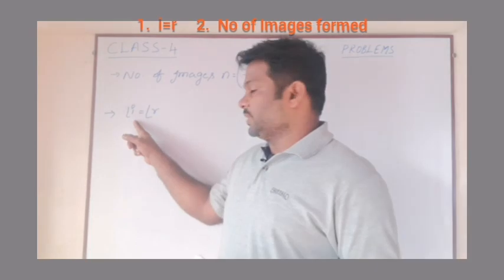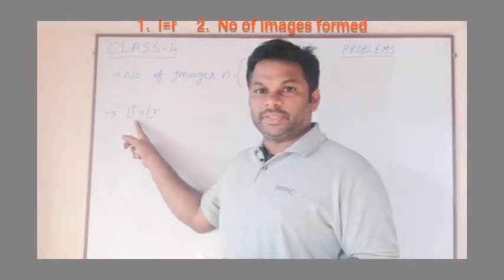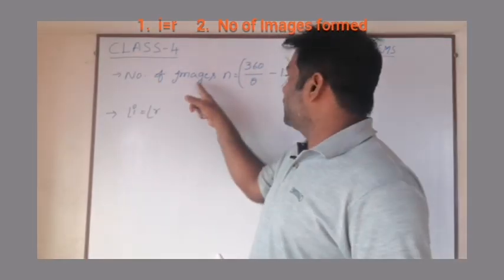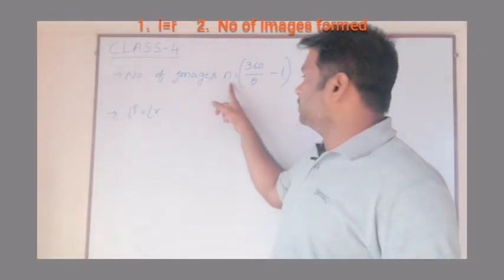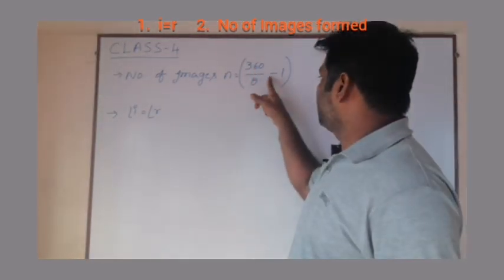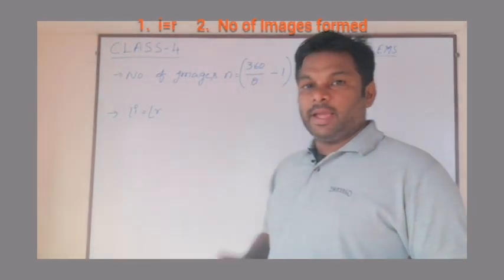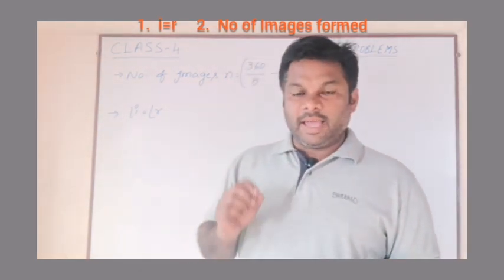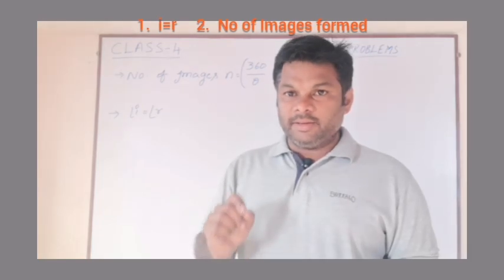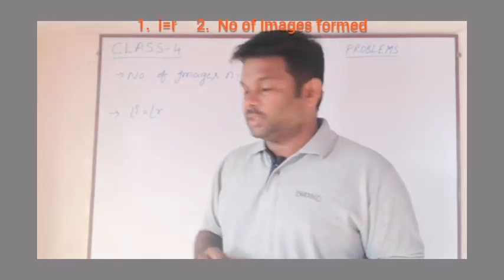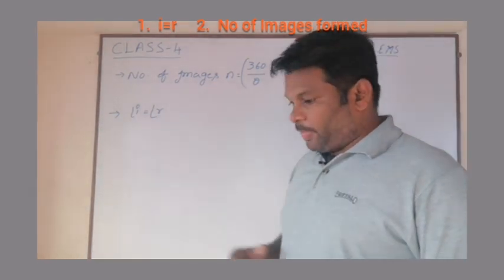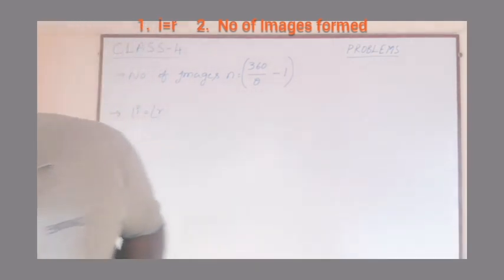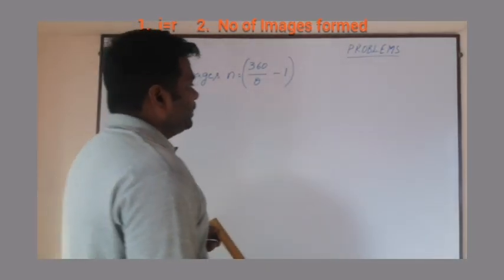In this class we are going to do some problems on this. Angle of incidence is equal to angle of reflection, and one more thing, the number of images n is equal to 360 by theta minus 1, where theta is the angle between two plane mirrors. I hope you got it. The angle of incidence is always equal to the angle of reflection. So this is our formula.